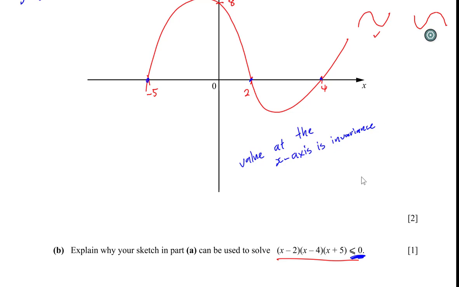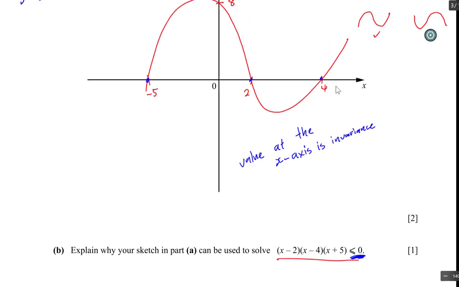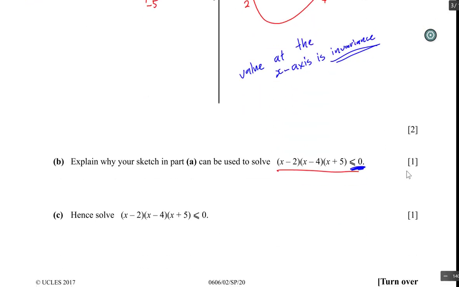Yeah. So the most important thing is you don't need to say anything about the y-intercept. You just need to say about the x-intercept, because you need to use the x-intercept to solve this kind of question. So you can use your own words to answer this kind of question. But in the marking scheme over there, they say something like value at the x-axis is invariant. Invariant means doesn't change. Okay, so then we need to solve it.